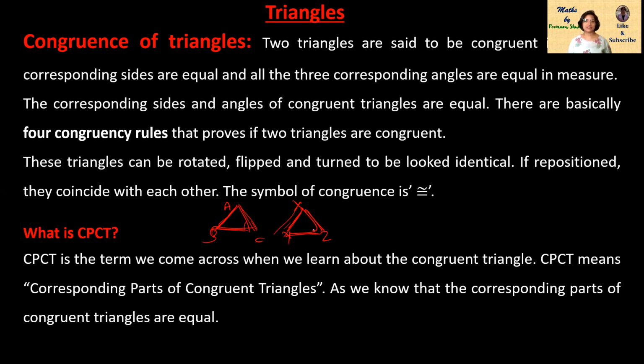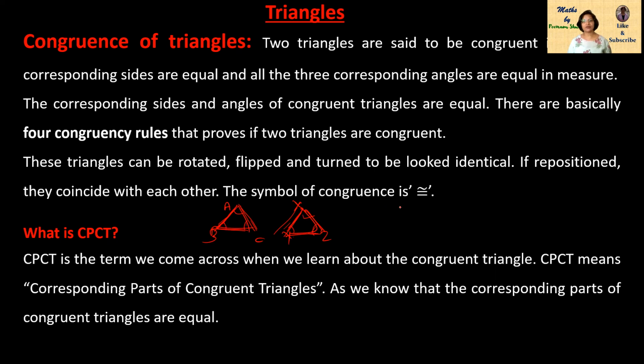So, and these are the corresponding angles. This and this are corresponding. This and this are corresponding, right? So that means the corresponding sides and angles. So when these are equal, then we can say two triangles are congruent. So here we have four congruency rules also, which we will learn in another slides. So these triangles can be rotated, flipped, and turned to look identical. If repositioned, they coincide with each other, right?